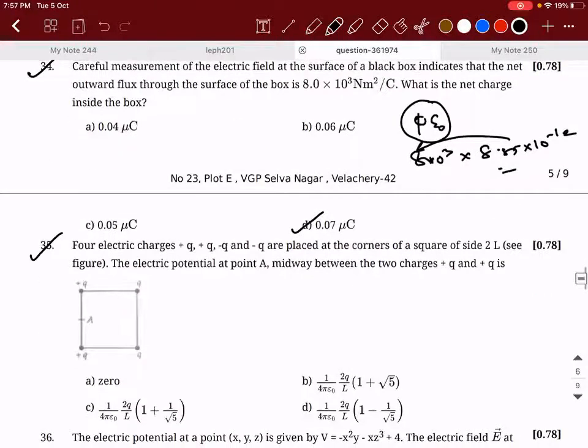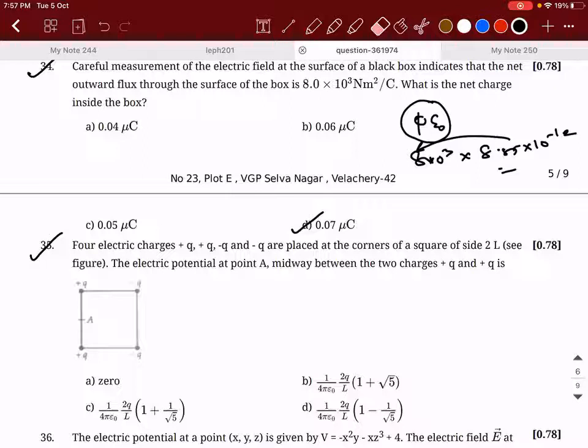Correct. 35. Four electric charges plus Q, plus Q, minus Q, minus Q are placed at the corners of a square of side 12. What is the electric potential at point P, midway between the charges plus Q and plus Q? How will it be 0? Sir, I got option D. 0 will happen when it is at the diagonal midpoint. Be careful, okay? This point only has the influence of the nearby charges. The distances vary. Distance will change now. Are you able to understand? Can you guys do it fast? I'm just putting my pencil on each charge. Just do it fast now.